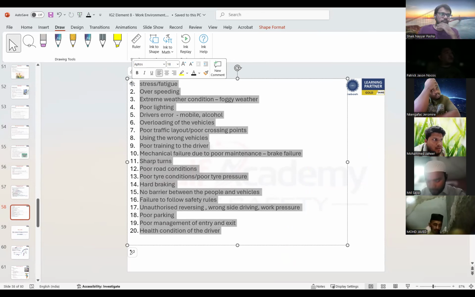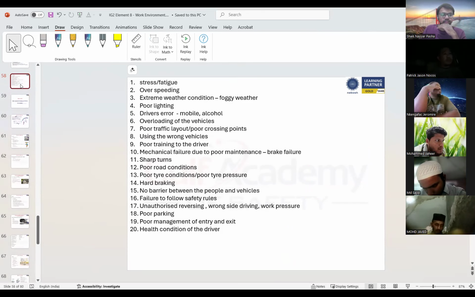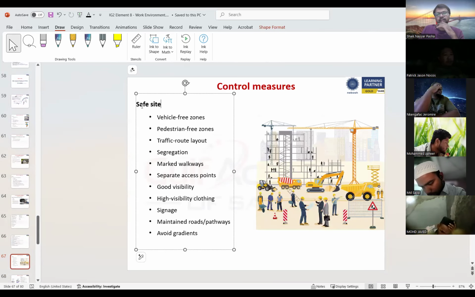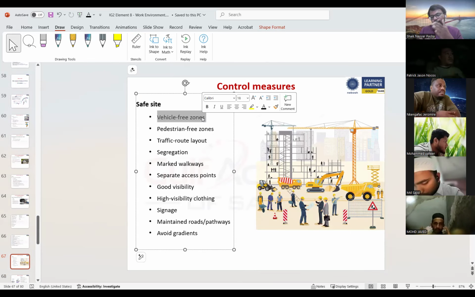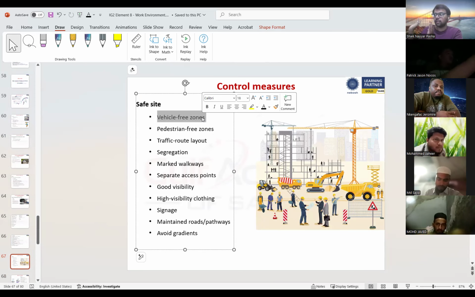Okay. Now, what control measures can we take to minimize the risk of vehicle operations? Simple. Safe site, vehicle free zones, means where there are people working, where there are pedestrians, no vehicle should be allowed. That is called a vehicle free zone. Or pedestrian free zone, means where there are vehicles, you should not allow any persons there. That is pedestrian free zone.